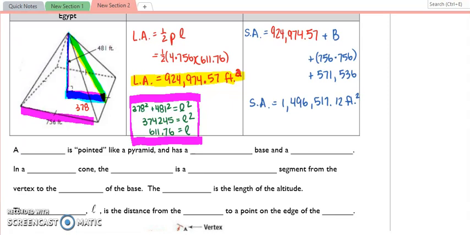The base was a square. I look in my formula sheet. I know that a square is going to just be your base times your height, so I multiplied those together. I added it to my lateral area, and in the end, your total surface area, so all 4 triangles plus the base on the bottom, should have been 1,496,517.12 feet squared. All right, I'm going to go ahead and start a new video, and we'll go on to the cones in just a second.